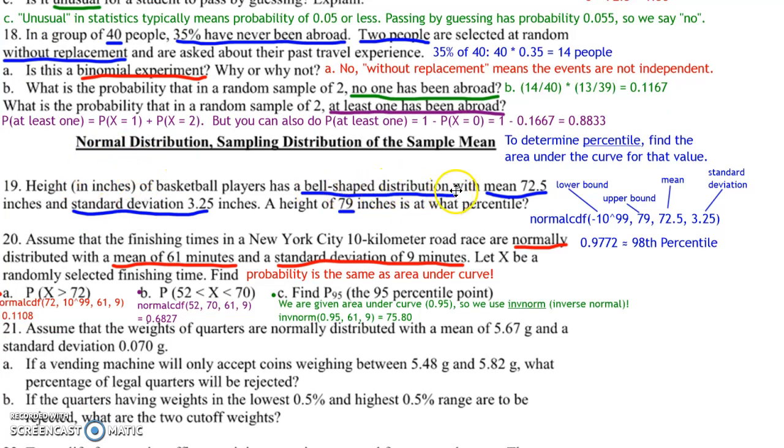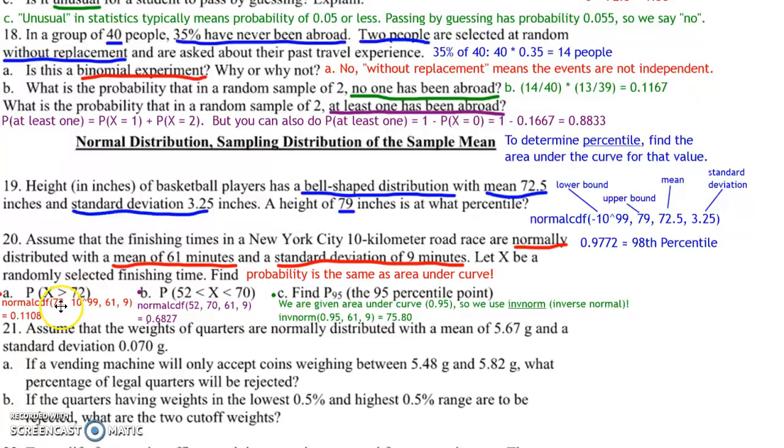It's a bell-shaped distribution, a normal curve. It gives us the mean and standard deviation. Those go inside the normal CDF formula in the calculator. The first argument is lower bound. Next is upper bound. Next is the mean. And next is standard deviation. Plug that into the calculator. You're good to go. We're doing the same kind of calculation here.